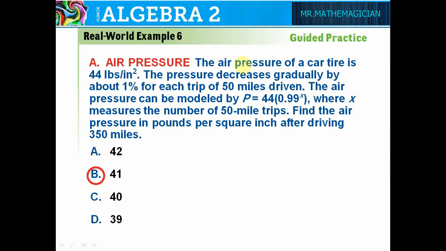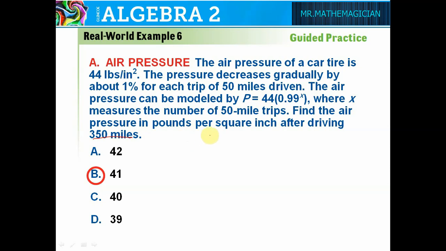The air pressure of a car tire is 44 pounds per square inch. The pressure decreases gradually by about 1% for each trip of 50 miles driven. The air pressure can be modeled by P equals 44 times 0.99 to the power of x, where x measures the number of 50-mile trips. Find the air pressure in pounds per square inch after driving 350 miles.